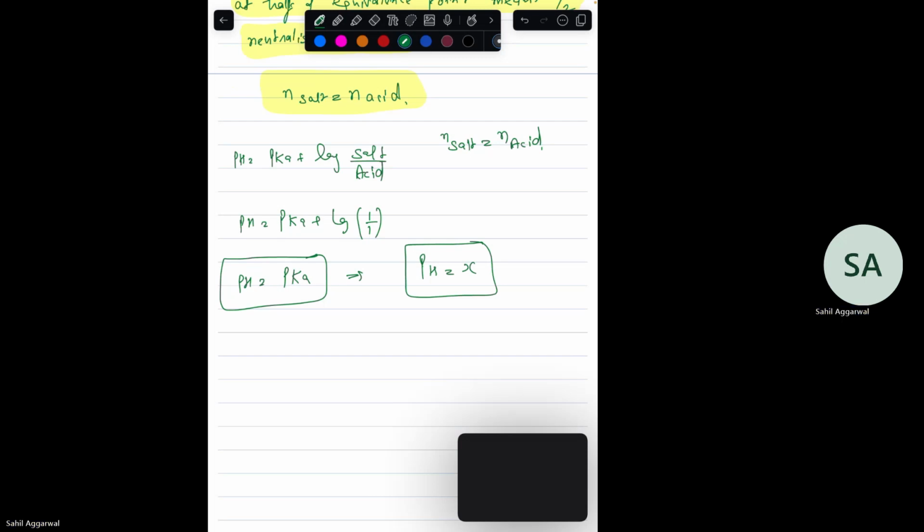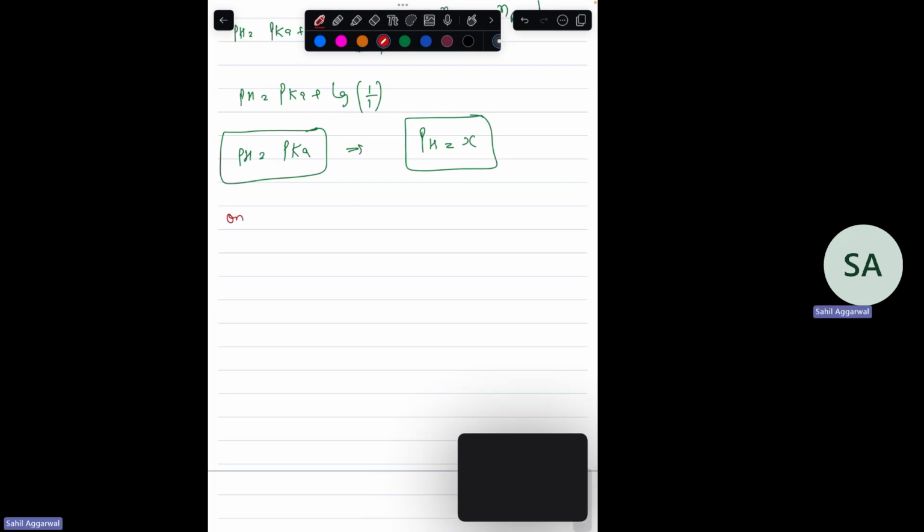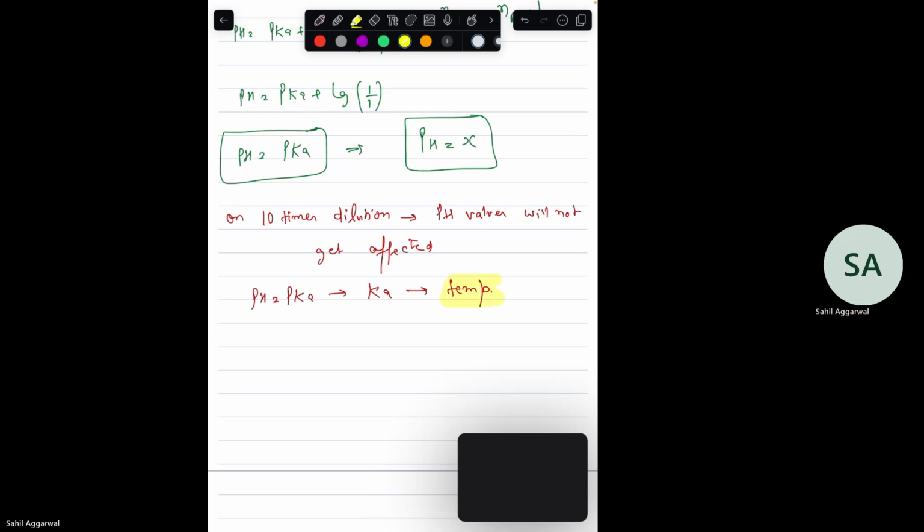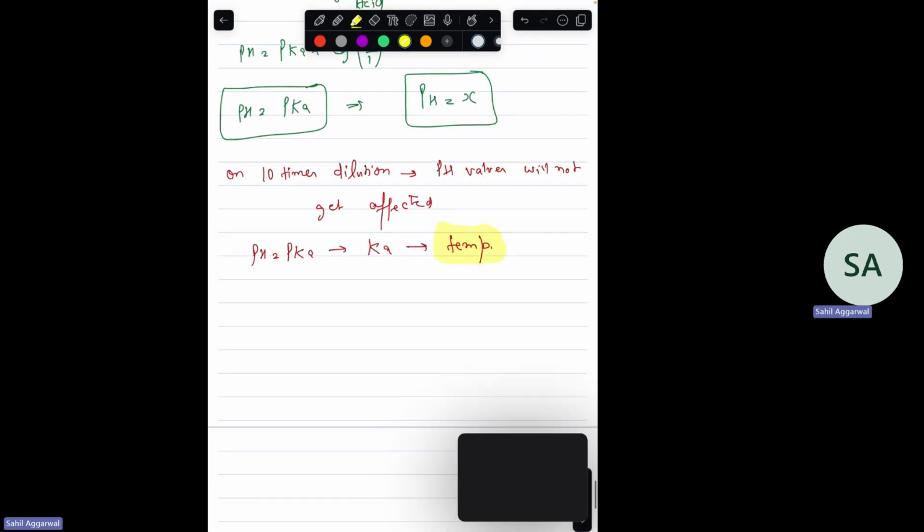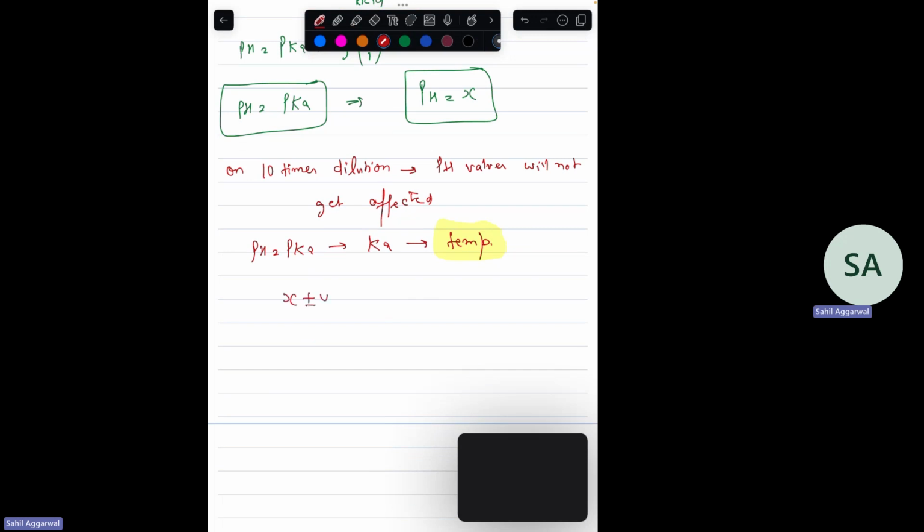Now 10 times dilution occurs. On 10 times dilution, the pH of the titrant would be, now the concentration part is not there, so it won't affect the pH value. pH value will not get affected. क्यों? क्योंकि pH किसके बराबर है? pKa के बराबर है, और pK डिपेंड करता है Ka ऊपर, और Ka डिपेंड करता है ओनली टेम्परेचर के ऊपर, इसलिए इफेक्ट नहीं करेगा, और इफेक्ट नहीं करेगा तो हमारे पास x प्लस माइनस y आएगा, बट y की वैल्यू क्या हो जाएगी 0 because it won't get affected.